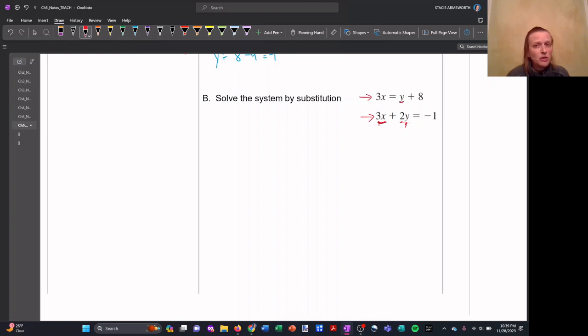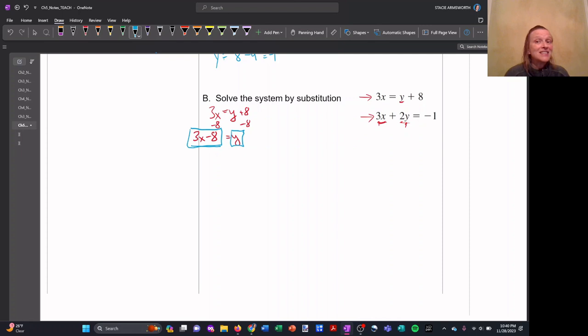Y doesn't have anything multiplying it. I just need to subtract 8 from both sides of the equation, and then I'll have y all by itself. So let's do that. 3x equals y plus 8. If I subtract 8 from both sides of the equation, I get that y equals 3x minus 8. I have y all by itself on one side of the equation. So I know that y can be replaced by this expression, 3x minus 8.